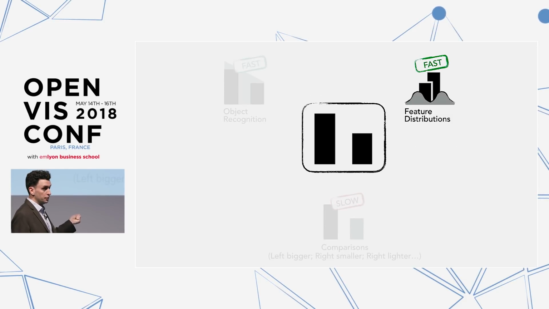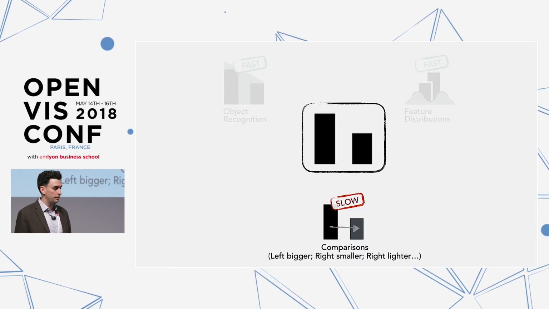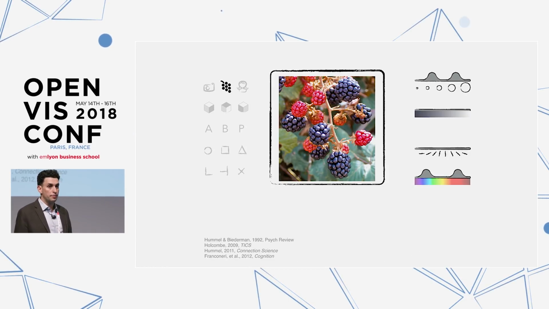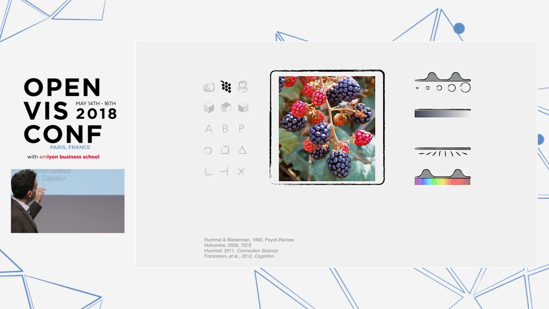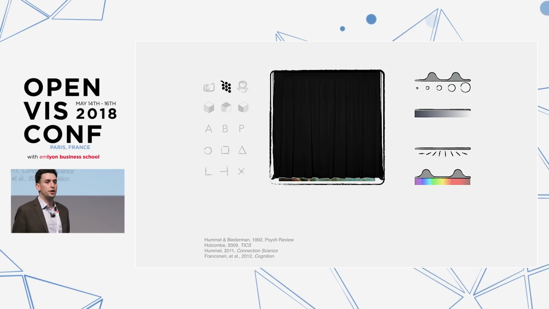That's feature distributions. The third tool is going to be making comparisons between objects, and this is the slow one. Let's go back to our berries. When you're looking at these berries, you know that there's berries, you know that there's small ones, you know that there's big ones, you know that there's red ones, you know that there's blue ones, but how do all those features go together? I'm going to cover up the scene for a moment so you can appreciate the view from under the hood of your visual system.